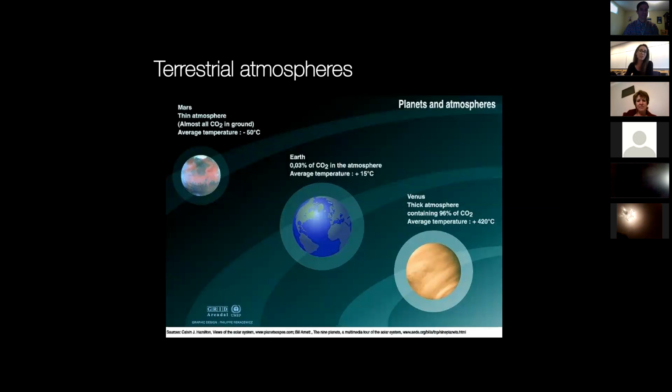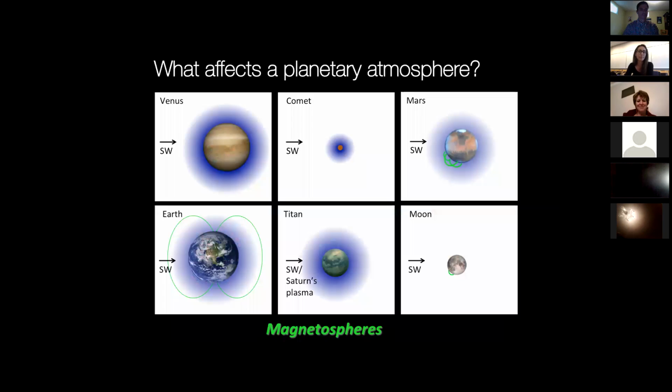But when we compare these 3 planets, they're really like brothers and sisters, where we know they formed around the same time. So how did they evolve so differently? The things that affect a planetary atmosphere, one of the biggest things, is the presence of a magnetic field. At Earth, you can see we have a dipole magnetic field. And again, that's why a compass works.